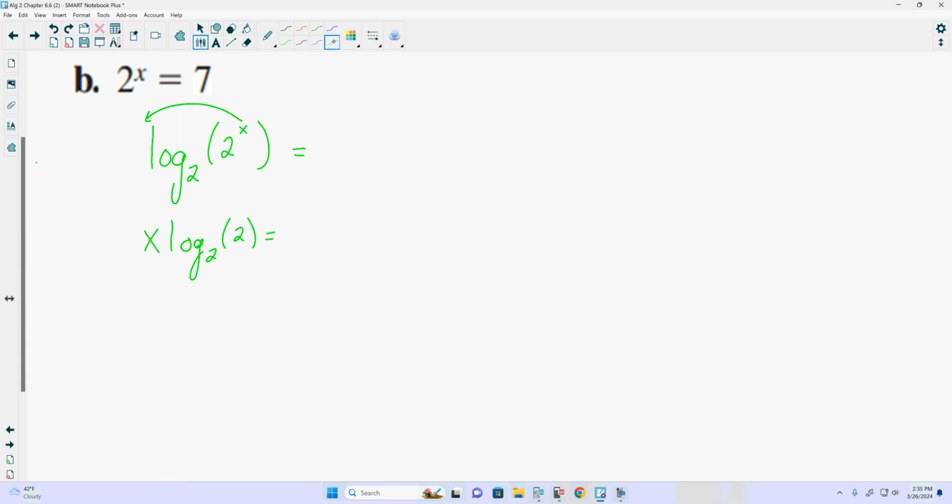And this is nice. And the reason this is nice is it's going back to one of the properties, or one of our statements that we had, which told us that log base b of b was equal to a certain value. Do y'all remember what it was?